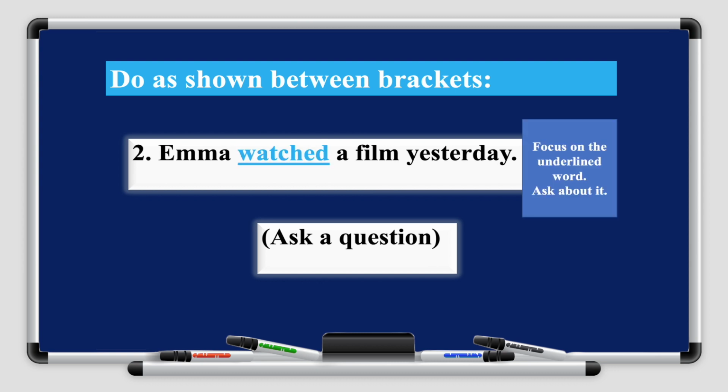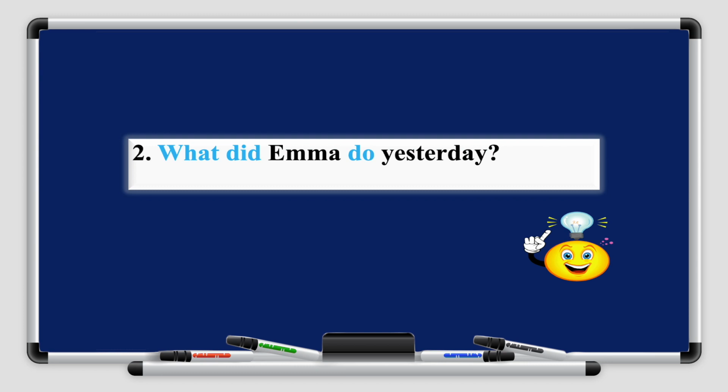Remember, focus on the underlined word. Here the underlined word is watched. So we can say watched. What did Emma do yesterday? Again, here the verb is in its root form. We did not say did, we used do. What did Emma do yesterday?